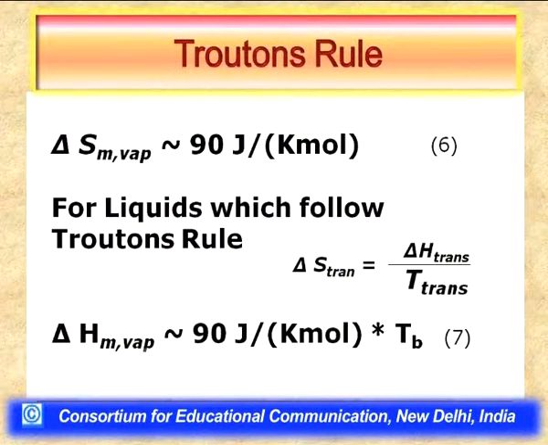Just have a look. With the help of an illustration we can see the molar enthalpy of vaporization that approximates to 90 joule per Kelvin per mole, that is the molar entropy of vaporization. We need to multiply it with the transition temperature, that is, the transition is vaporization occurring at the boiling point of the liquid. So, if we know the boiling point of a liquid that follows Trouton's rule, from which we know its molar entropy of vaporization, we multiply the two quantities, and what we get is the molar enthalpy of vaporization. So, this is another application of this equation, which helps us to know the molar enthalpy of vaporization.